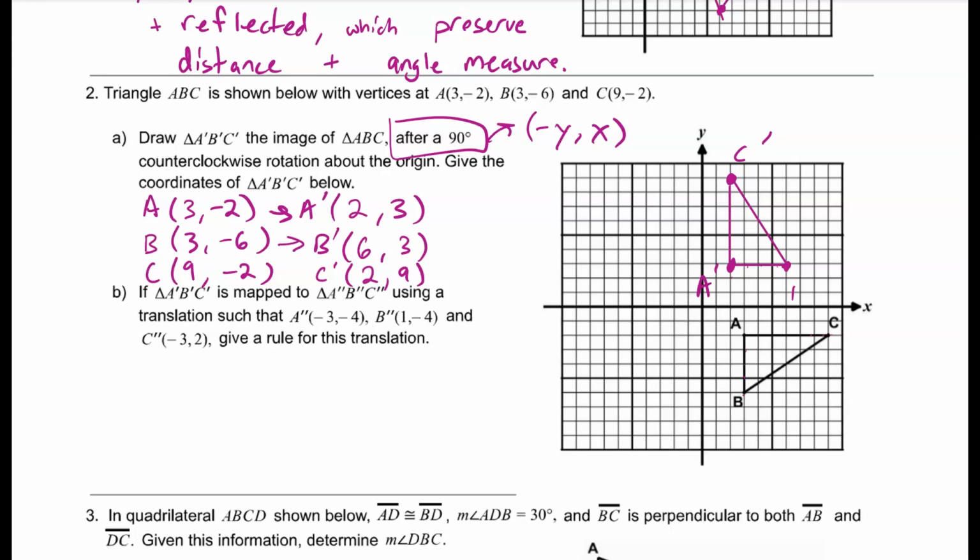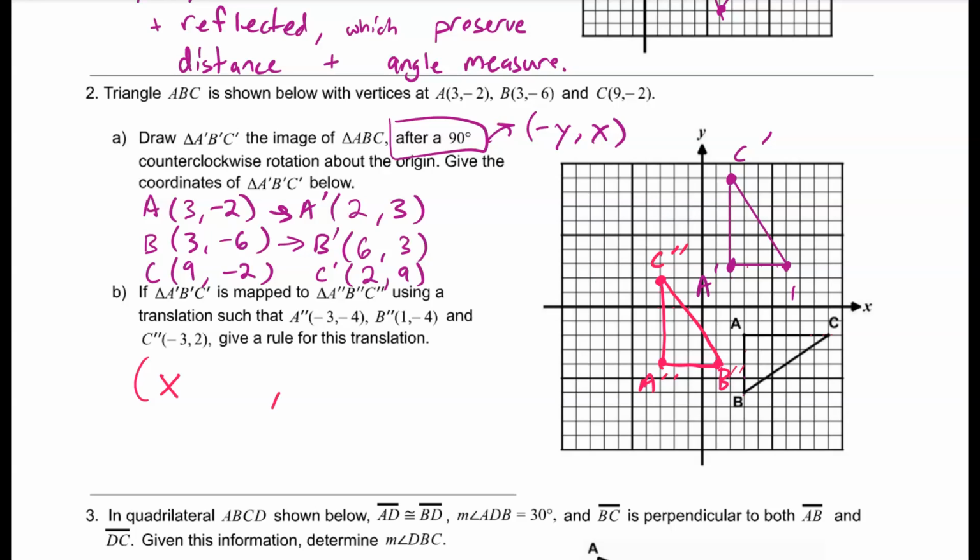So for part B, they're telling me that I have a new image, A'', B'', C'', using a translation that results in these 3 points. And it wants to know what the rule for this translation was. So again, I'm going to take a second to plot those double primes just to see what it looks like. Right, so there's my triangle that's been translated. So I took the purple triangle to the red triangle through a translation. I went left some amount and I went down some amount. So they're asking me for a rule for this translation.